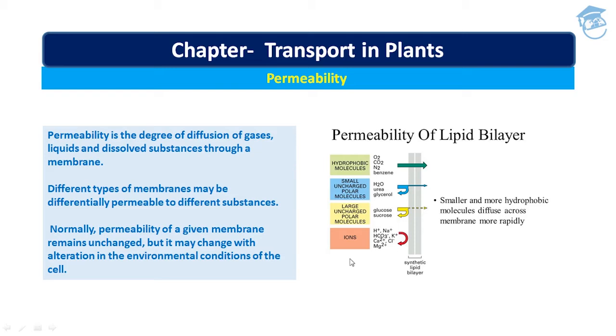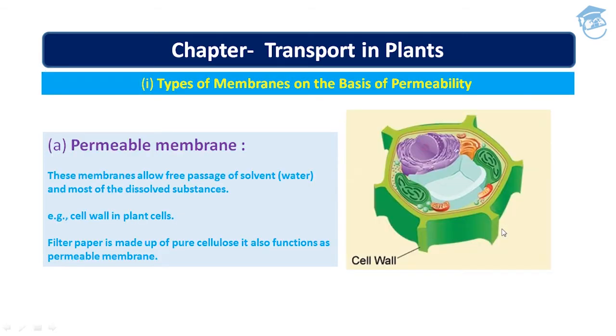So this is about the permeability of the lipid bilayer of a plasma membrane, wherein a smaller and more hydrophobic molecule diffuses across the membrane more rapidly. Okay, now we'll talk about the types of membranes on the basis of their permeability. First is the permeable membrane, which allows free passage of solvent, that is water, and most of the dissolved substances. Examples are the cell wall in plant cells, and filter paper, which is made of pure cellulose. It also functions as a permeable membrane.